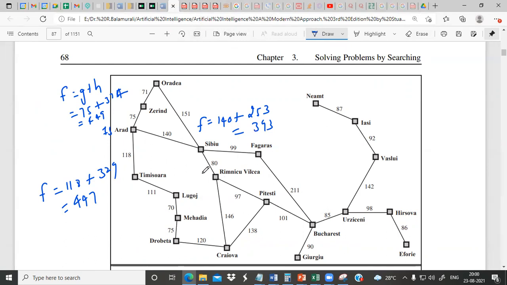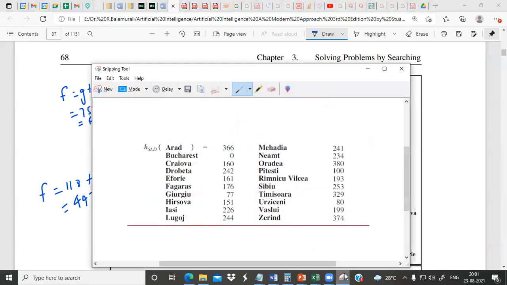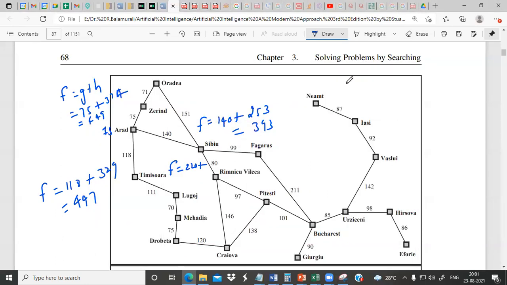For Rimnicu Vilcea, if you calculate the F value, G is 140 plus 80, which is 220. And the heuristic cost from Rimnicu Vilcea to Bucharest is 193. So 220 plus 193 is 413, which is less than 420. So this can be included.